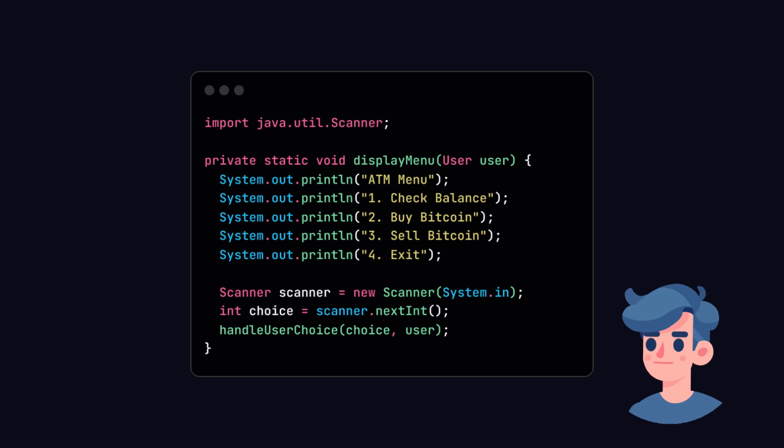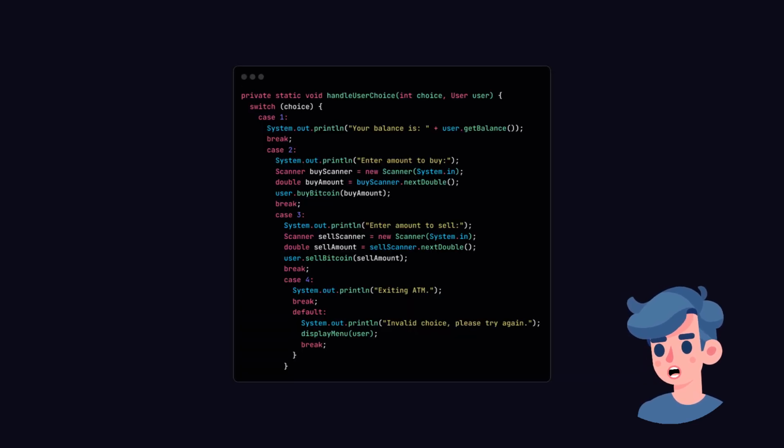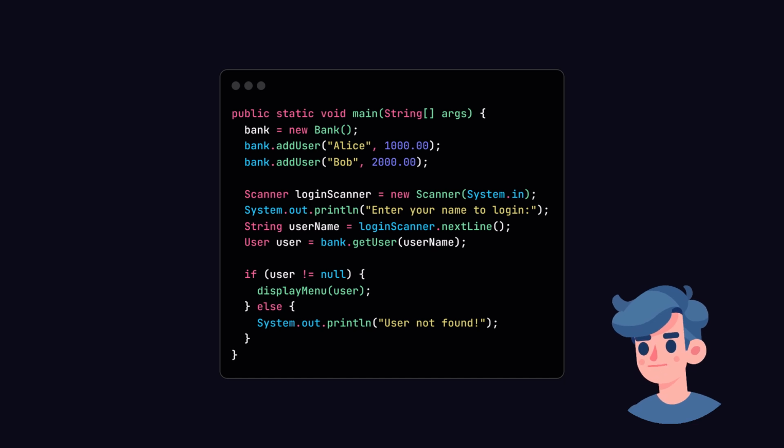Now, let's implement the ATM menu. We'll create a method to display the menu and another method to handle user input. In the menu, users will be able to choose options such as checking their balance, buying Bitcoin, or selling Bitcoin. Let's implement the handle user choice method to respond to user inputs. We'll need to get user input and route it to the correct function based on the user's choice. The handle user choice method checks which option the user selected and executes the corresponding action. Make sure to prompt for a user before displaying the menu. Let's modify the main method to include user login.